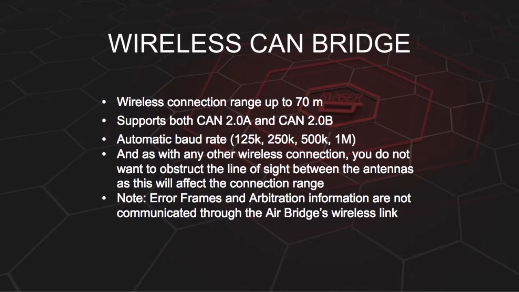Let's summarize the wireless CAN bridge. The wireless connection range is up to 70 meters, supports both CAN 2.0A and CAN 2.0B. It has automatic baud rate detection at 125K, 250K, 500K, and 1 megabit per second bit rates. And as with any other wireless connection, you do not want to obstruct the line of sight between the antennas, as this will affect the connection range. Note, airframes and arbitration information are not communicated through the AirBridge's wireless link.